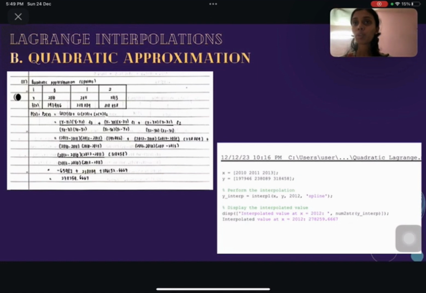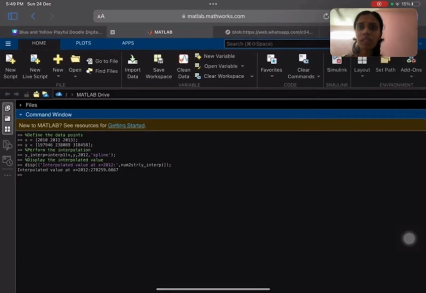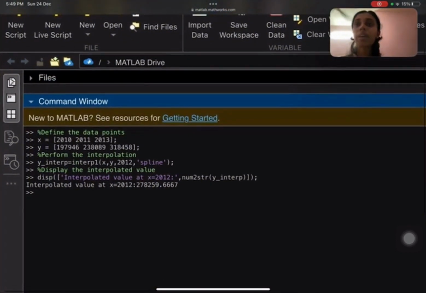So using the formula for quadratic approximation, the answer that we have got is 278,259.6667. On the right-hand side, it shows the MATLAB coding for quadratic approximation, and the value that we have obtained is 278,259.6667, which is the same as the manual calculation. And now I'll be showing the MATLAB software that we have used to obtain the answer for the MATLAB simulation.